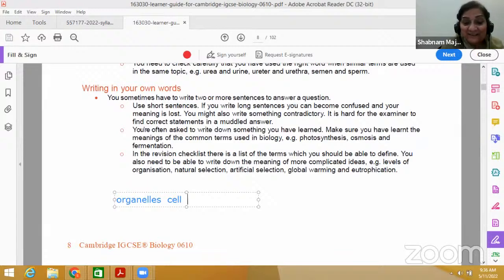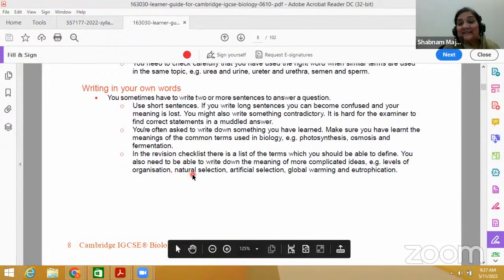Then similar cells make similar tissues. I hope you know that. Tissues, and then tissues make organs and organ systems and so on. This is called level of organization, right? So this is also very important. So you should know what you are talking about. I hope whoever is there is getting the thing.